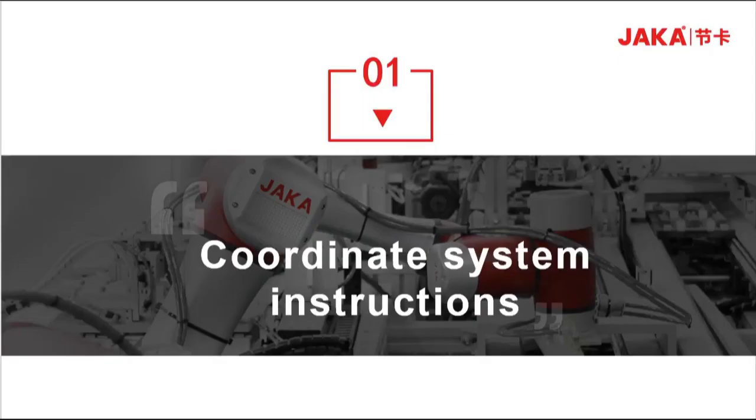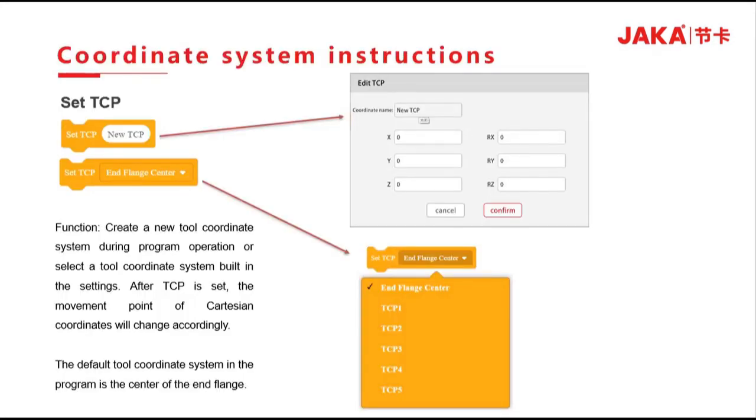1. Coordinate system instructions. The first function is the instruction to modify the coordinate system in the program. There are two commands for setting TCP in the program. The first one can manually input the new TCP. The second one can select the TCP established in the settings. Manually input the TCP and click the Set TCP icon to enter the tool coordinate system editing interface.